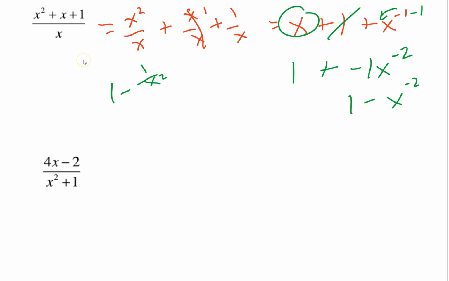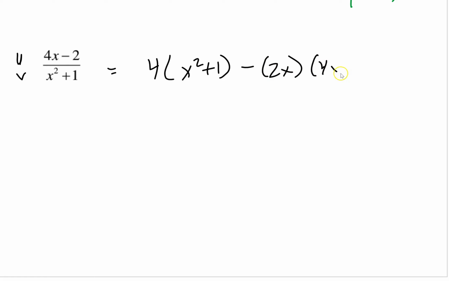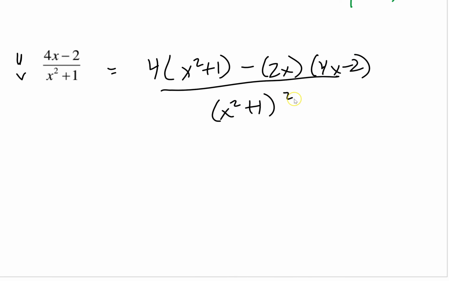Algebra can help you. The next one, you definitely have to use the quotient rule. I can't separate this into u and v. We'll just do this one faster. Derivative of the top, so 4, times the bottom left alone, x squared plus 1, minus, let's flip this, the derivative of the bottom, 2x, times the top left alone, 4x minus 2, all over the bottom squared, x squared plus 1 squared.